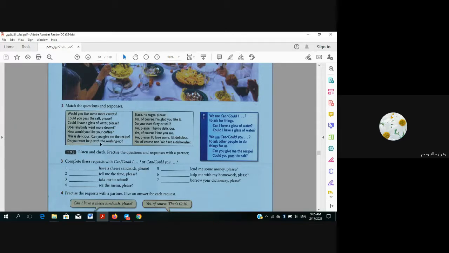Do you want help with the washing up? No, of course not. We have a dishwasher.